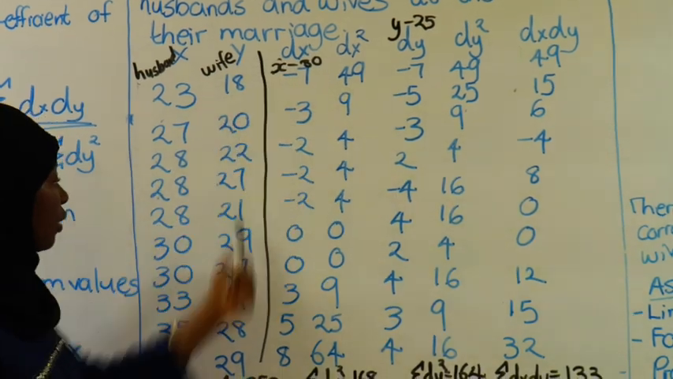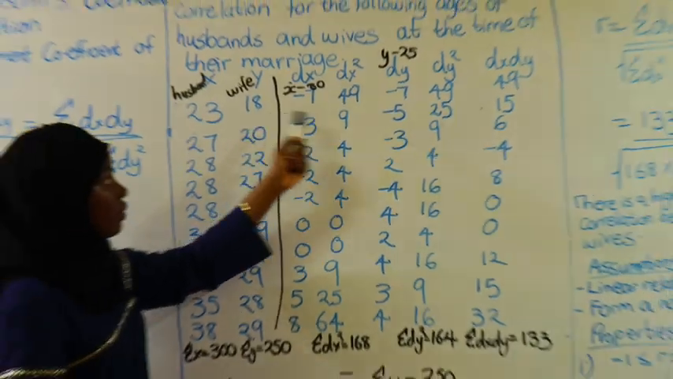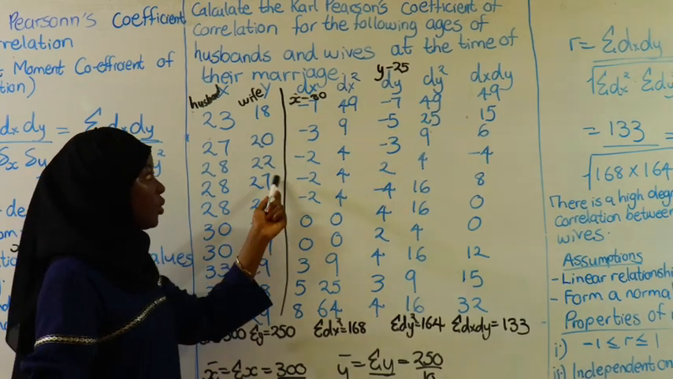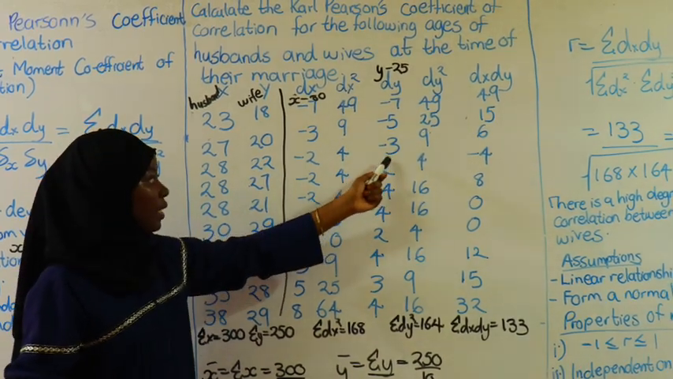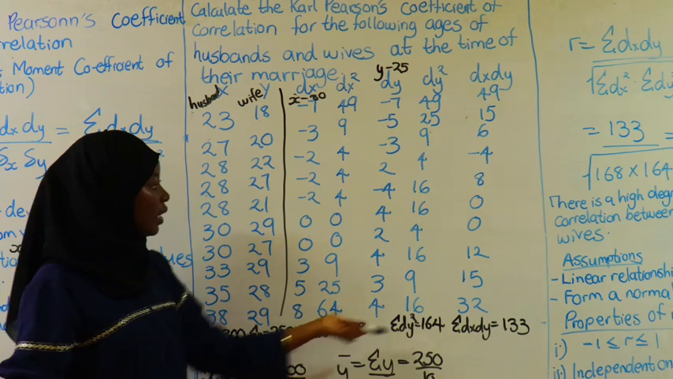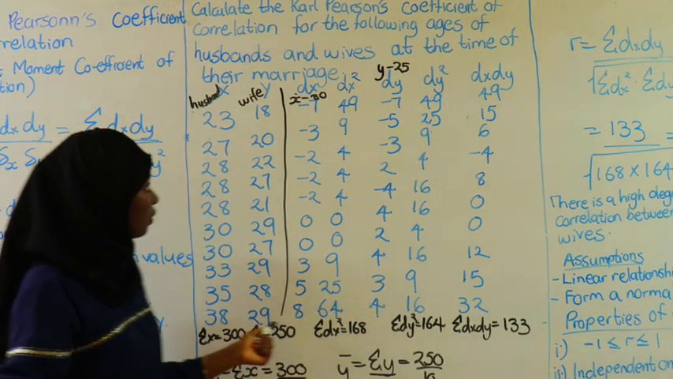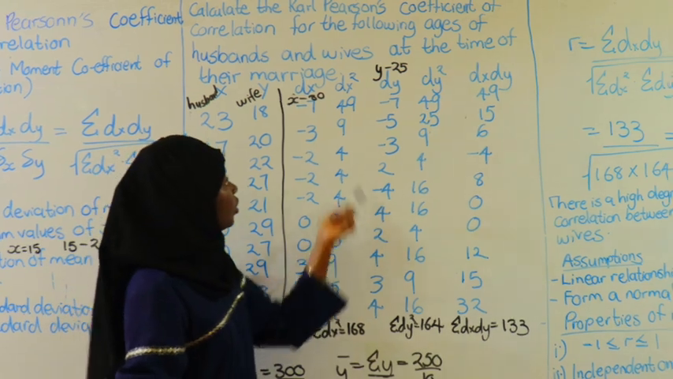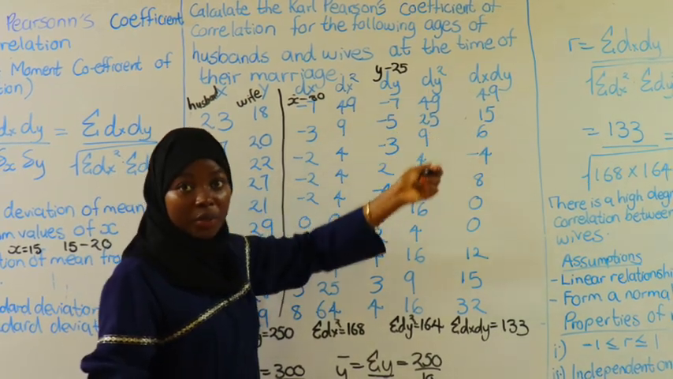So these are our values of y. 18 minus 25 is negative 7. 20 minus 25, negative 5. 22 minus 25, negative 3. You do that for all these values till the end. 29 minus 25 is 4. Okay? And then the next thing you do is dy squared.